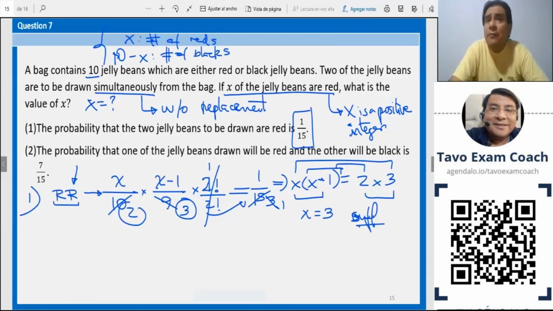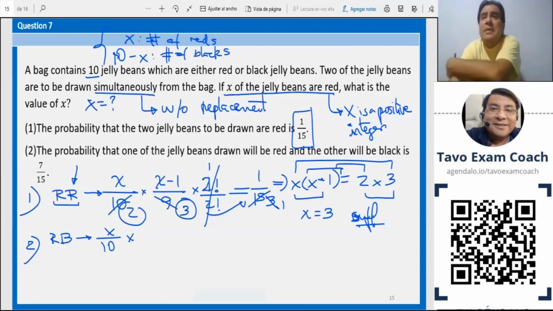Let's try and do the same for statement 2. How would you calculate the probability of getting 1 red jelly bean and 1 black jelly bean in any order? Okay, first begin with a sequence of letters, R and B. Then calculate the multiplication of the 2 probabilities. The first probability, we already know it's X over 10, multiplied by the probability of getting one black bean. How do you calculate that?